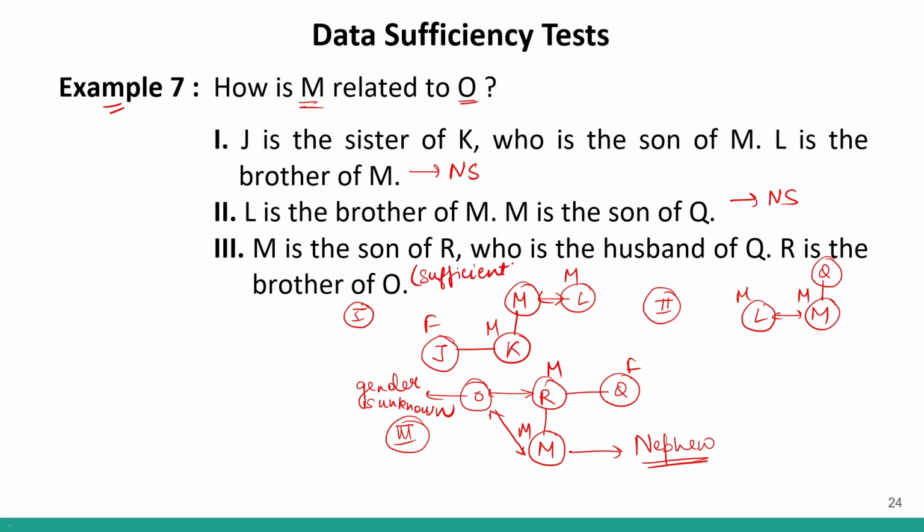So, 1 alone is not sufficient, 2 alone is not sufficient, but 3 alone is sufficient. So, I can say that 1 and 2 are not sufficient, but 3 is definitely sufficient. So, my answer will be option number 3 is sufficient to find the relationship between M and O. M is the nephew of O.